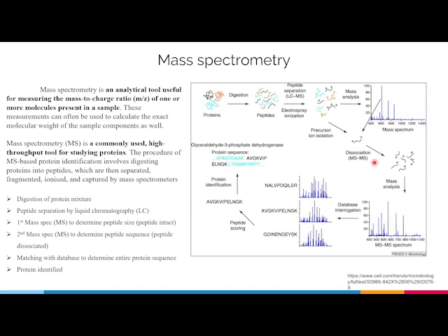Not really, because you're not amplifying the peptides. You have the same number of peptides that you started with. You are just analyzing. Or do you mean something else, Ria? Yeah.